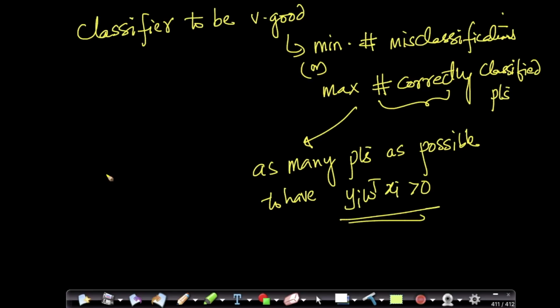Your task is to find a plane pi. And what is a plane pi? Nothing but w here. Find a plane pi or find w such that you have as many points correctly classified as possible. Right? So let's try to write it in a mathematical formulation. You want to maximize. Imagine I have n data points.